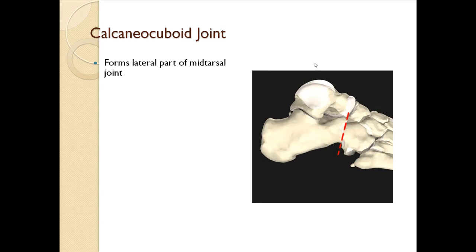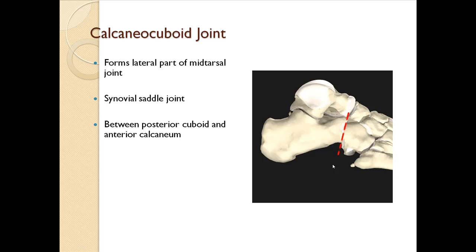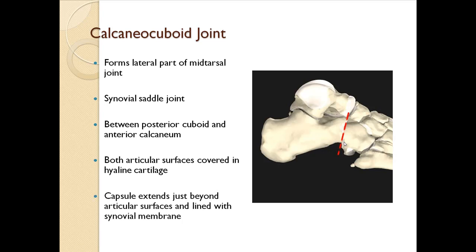Laterally, we have the lateral part of the mid-tarsal joint, which is the calcaneo-cuboid joint. This is classified as a synovial saddle joint, but behaves very much like a synovial plane joint. The main movement occurring between these two articular surfaces tends to be an upward and downward glide during the movements of inversion and eversion. These are very simply between the posterior aspect of cuboid and the anterior aspect of the calcaneus. It's a very mobile joint. Articular surfaces are all covered in hyaline cartilage, and the whole thing is surrounded by a capsule which in turn is lined with synovial membrane.